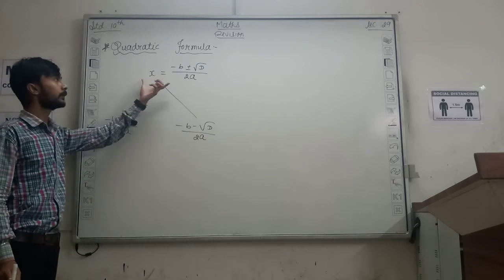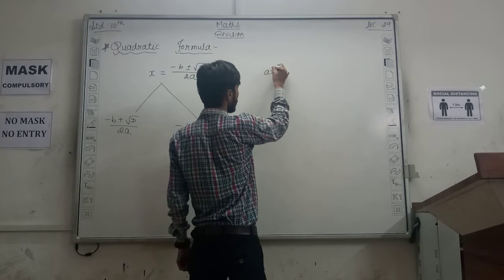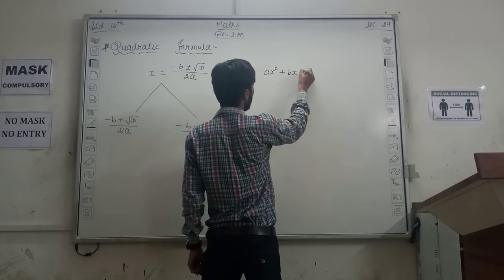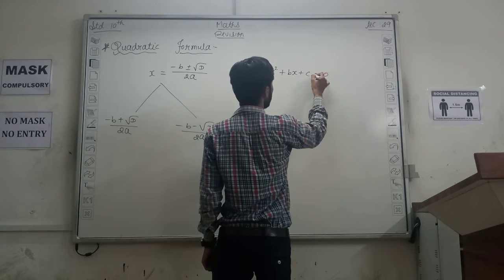So here we know that the general form of a quadratic equation is ax square plus bx plus c equals 0.